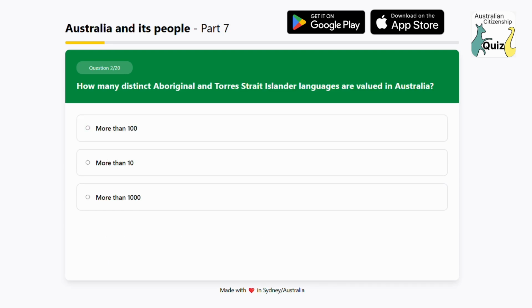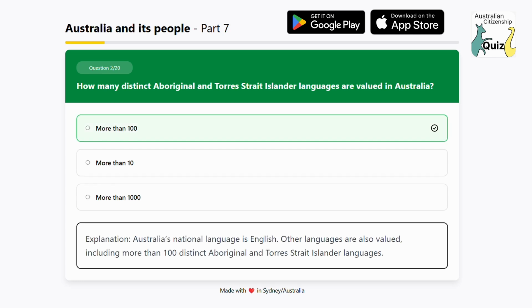How many distinct Aboriginal and Torres Strait Islander languages are valued in Australia? Option 1, more than 100. Option 2, more than 10. Option 3, more than 1,000. The answer is more than 100. Explanation: Australia's national language is English. Other languages are also valued, including more than 100 distinct Aboriginal and Torres Strait Islander languages.